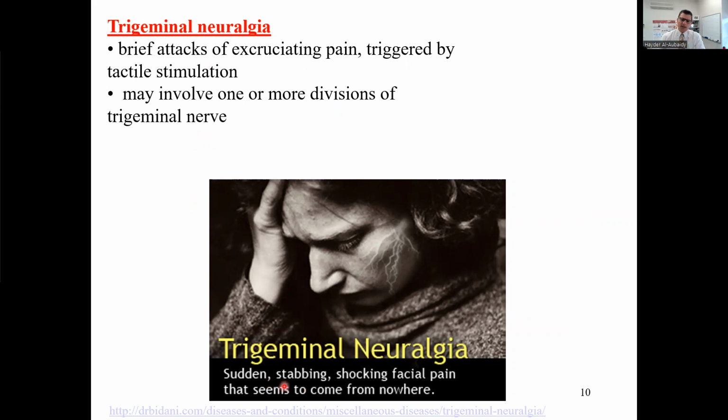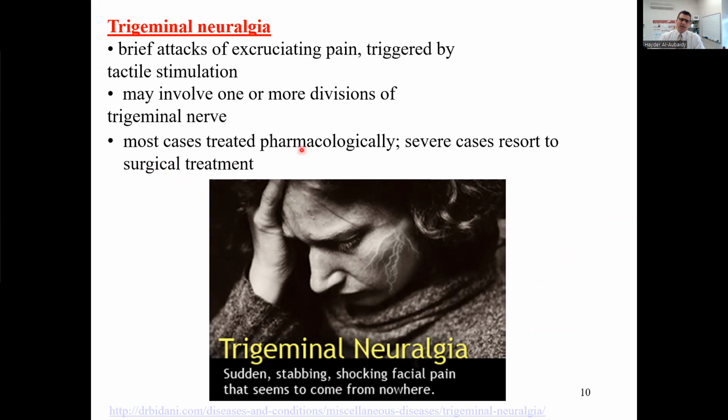In this image, I'm just showing you some signs and symptoms for that pain, and there is a link below. You can click on it if you want to know more details, but I wouldn't expect you to know more details beyond what is mentioned in these slides. Most cases are treated pharmacologically with sedatives. However, severe cases may require surgical intervention by cutting the affected nerve if there is no response to the pharmacological medication.